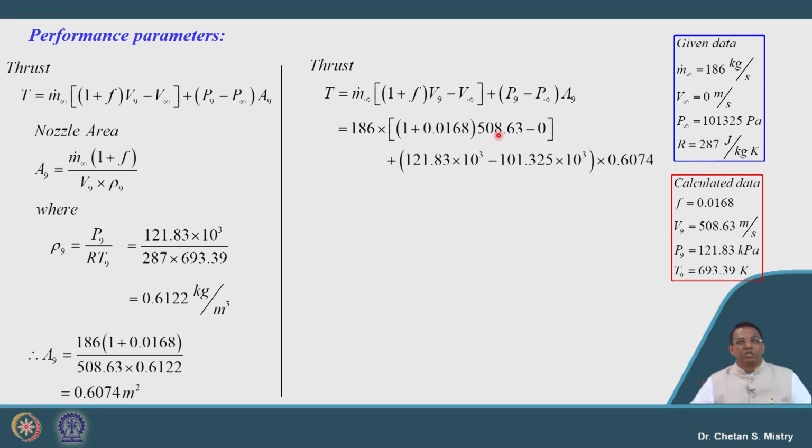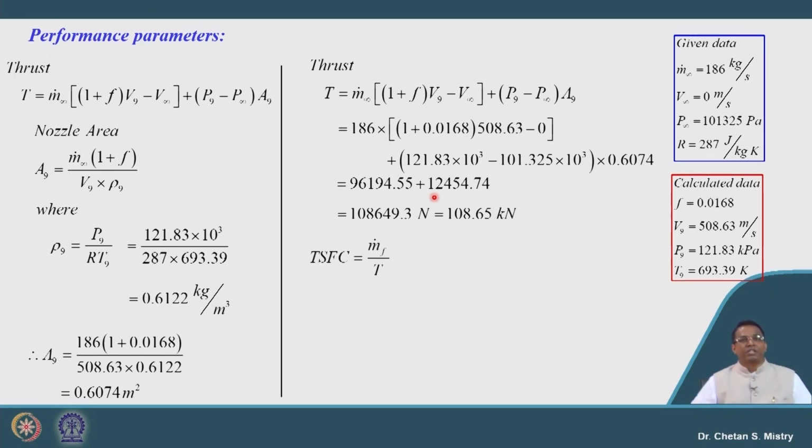This nozzle is a choked nozzle, and that is the reason why we are taking P9 equal to the critical pressure, that is 121.83 kilopascal. So, if we put all this together, it gives me the thrust as 108.65 kilonewton. So, this is the thrust at the ground condition.